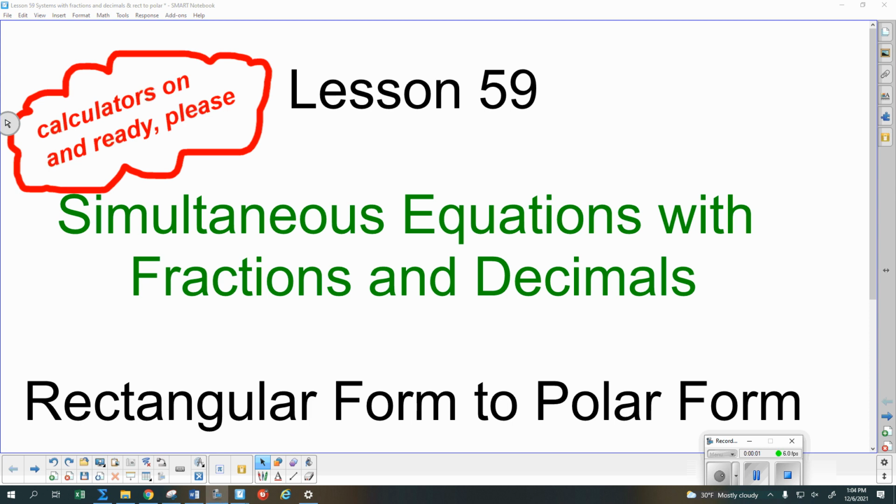Lesson 59 actually has 3 main topics, and we are only doing the first 2 today. We'll talk about solving systems when you have both fractions and decimals in them. Basically, that's just review. We'll also talk about how to change from rectangular to polar form. You've been doing polar to rectangular. We're just going to go the other way, and I'll throw in the shortcut formula for when you're doing polar to rectangular now that we've had some experience with that.